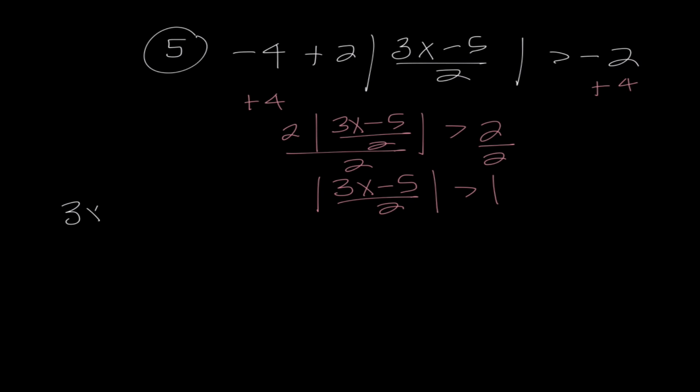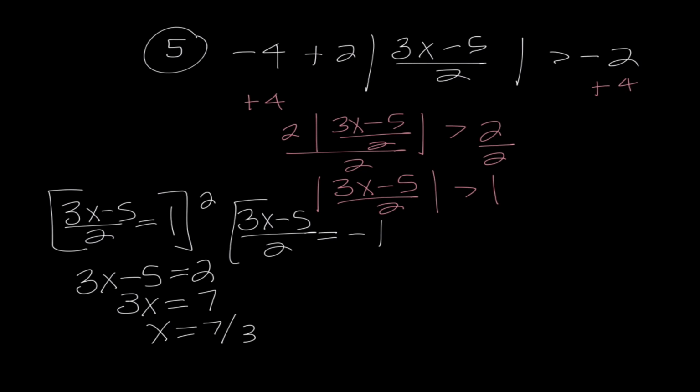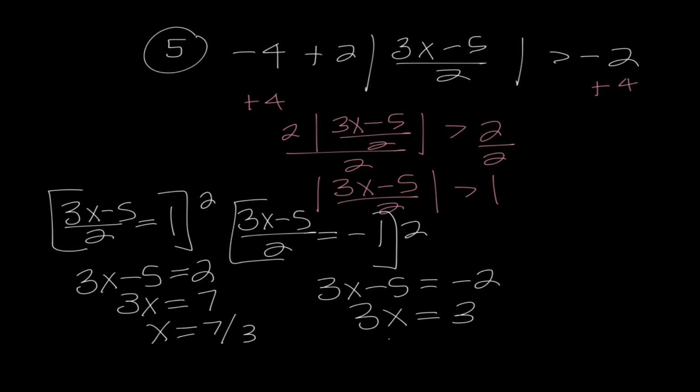So I'm going to say (3x minus 5)/2 equals 1, and (3x minus 5)/2 equals negative 1. I'm going to multiply both sides by 2, and I get 3x minus 5 equals 2. When I add 5 over, I get 7, and divide, I get 7/3. Over here, I'm going to do the same thing and multiply by 2, so I get 3x minus 5 equals negative 2. When I add 5 over, I get 3, so x is equal to 1.